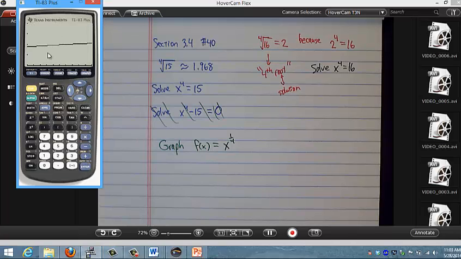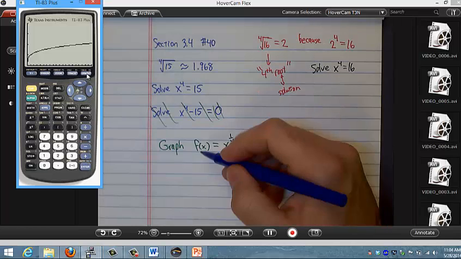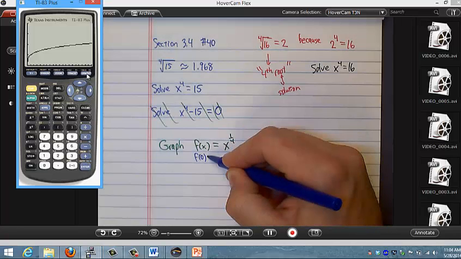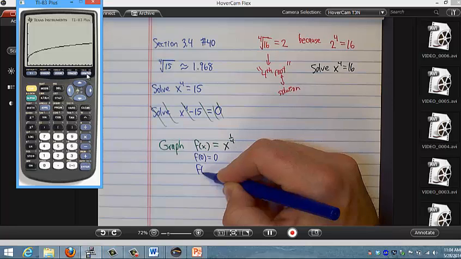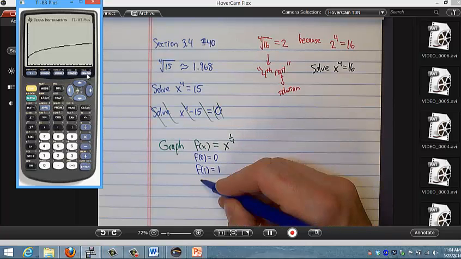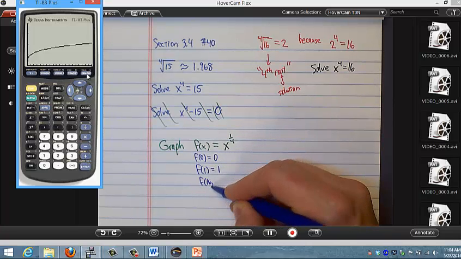So again, here's my function. Actually, maybe it would be worth it for me to make the window, the x min, start at 0 so that you can see a little more what the graph looks like. Does that make sense to you guys? Because what's the 4th root of 0? Yeah, we know f of 0 is 0. f of 1 is 1. But then f of 16 is 2.